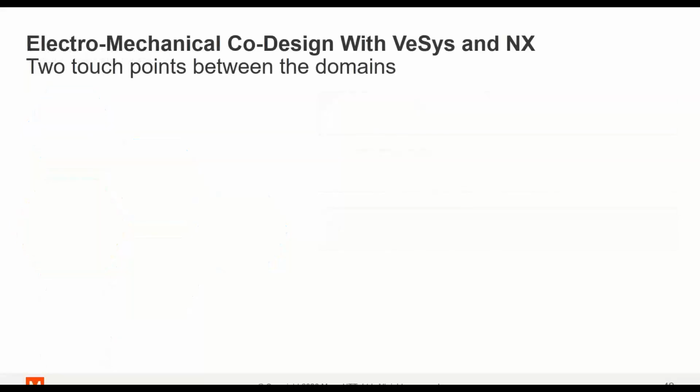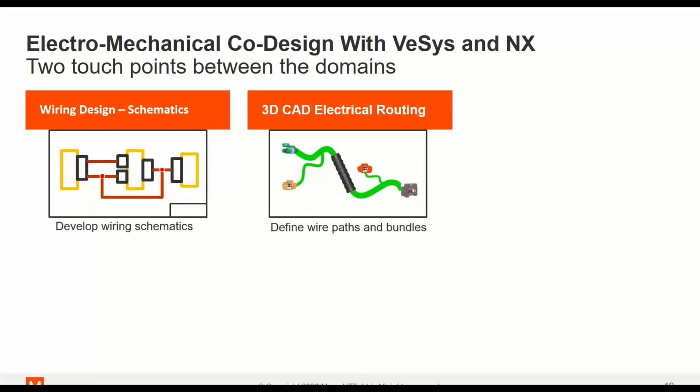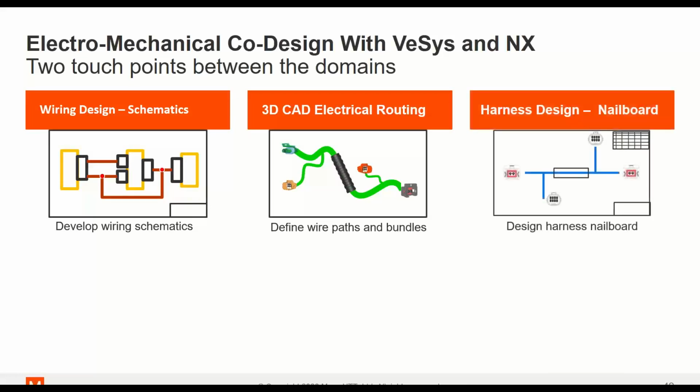The electromechanical process is divided into three main tasks or three main objectives. You have the schematics, which are developed by the electrical team. You have the actual CAD electrical routing, which is managed by the mechanical team. And of course, you have the harness design, which is the nail board or the form board that is worked on by both the electrical engineer, the mechanical engineer, as well as technicians.